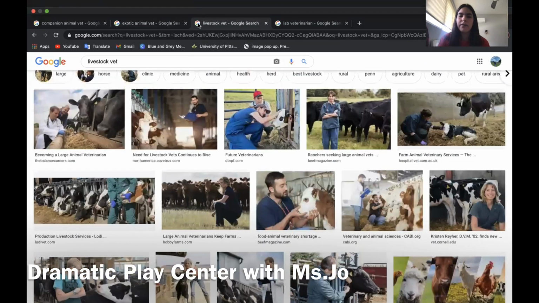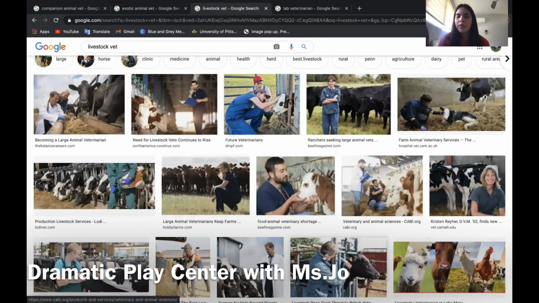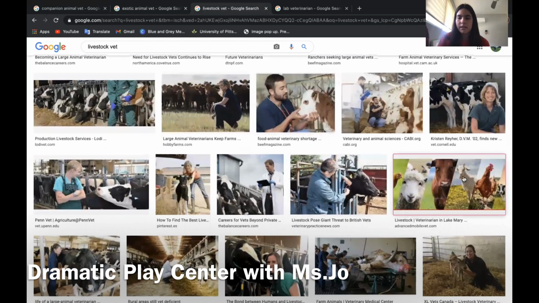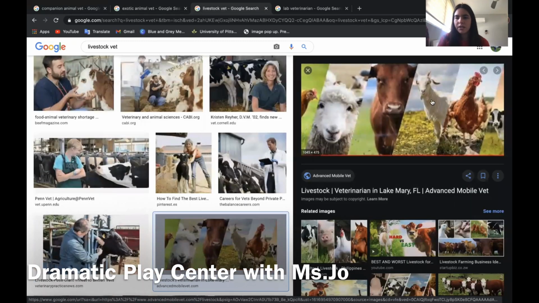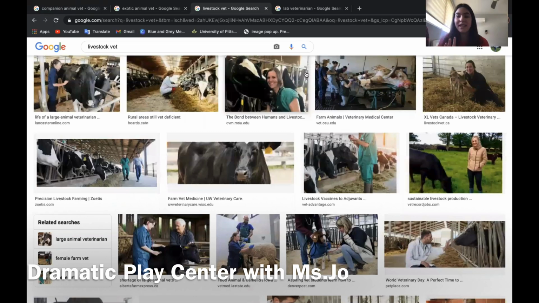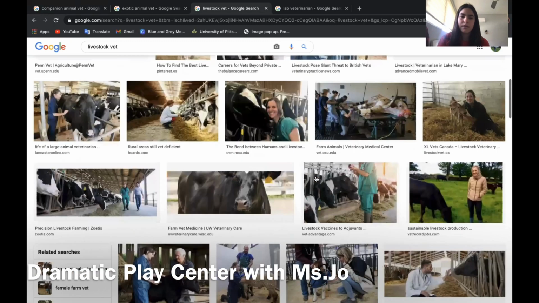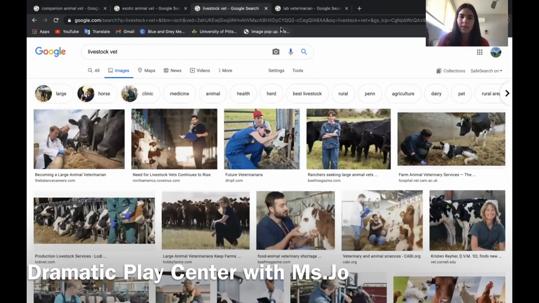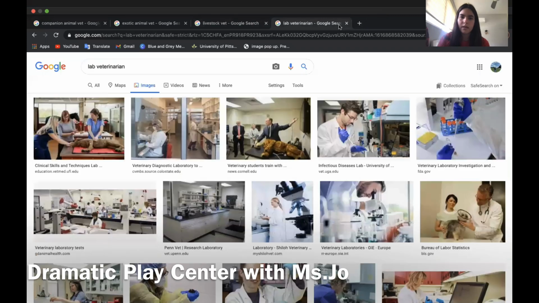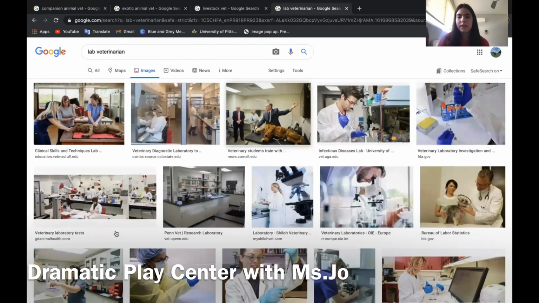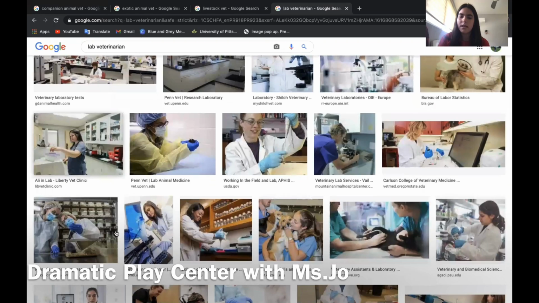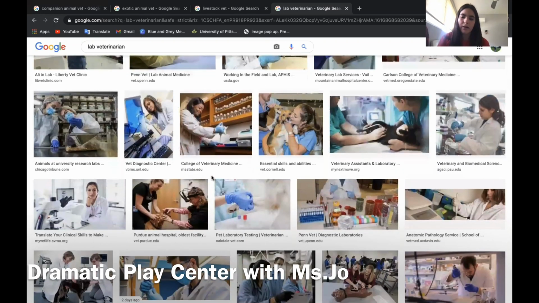Then we have the livestock vet, which is more for the animals that we eat. The ones that, like cows, like pigs, which is the ones that are considered livestock. You see here we have a good example, which is chickens, sheep, and cows. There's a specific type of vets for them. Oh, horses too. And yeah. And then we have the lab veterinarians, which they just mostly focus on research about animals.